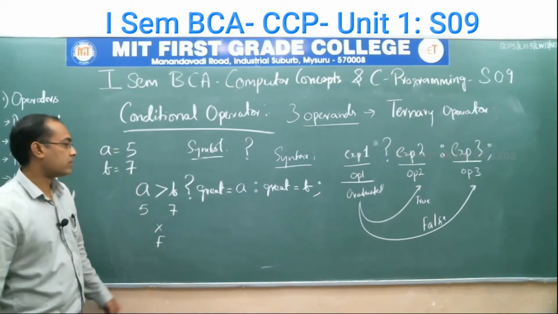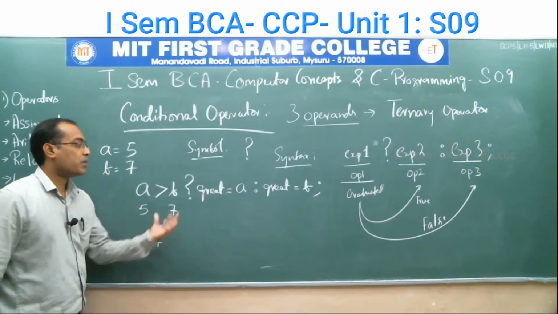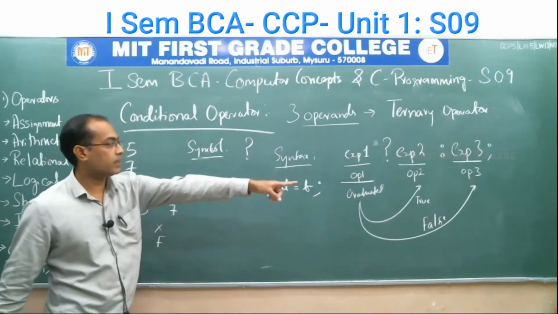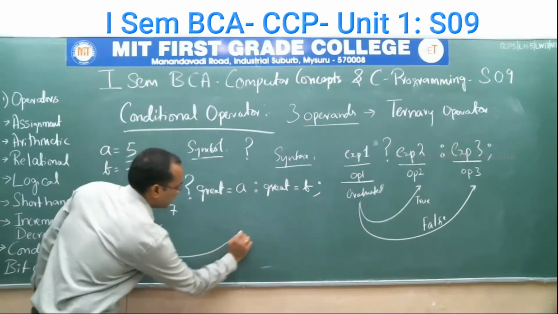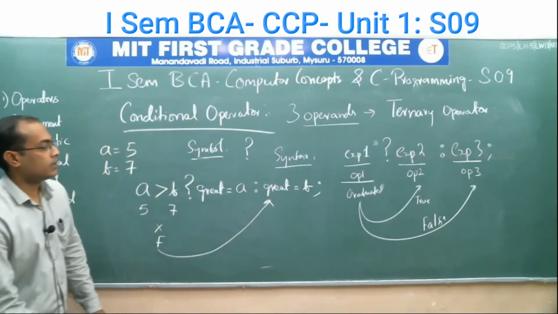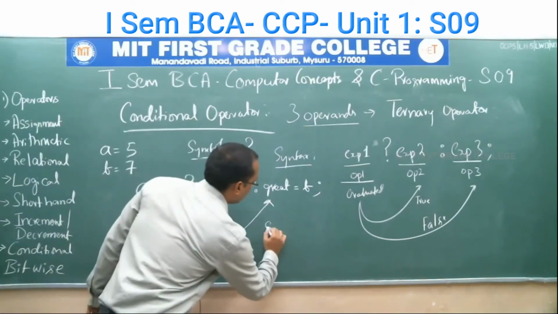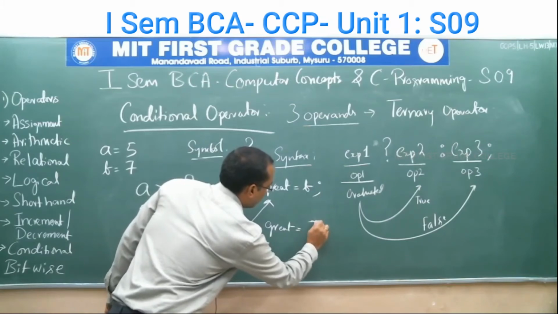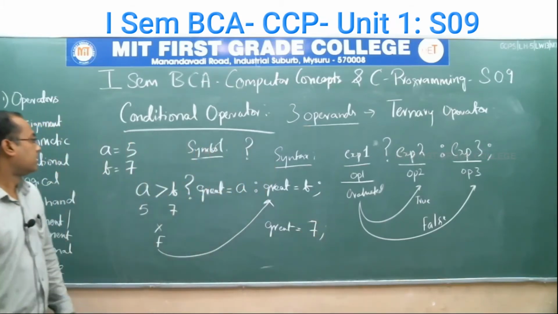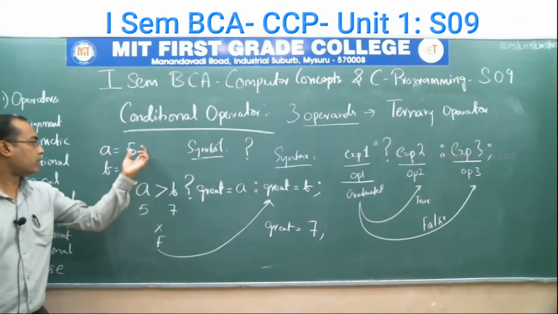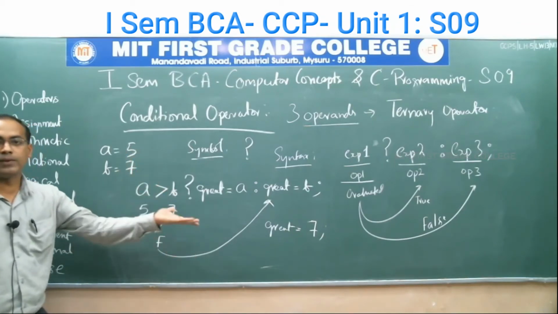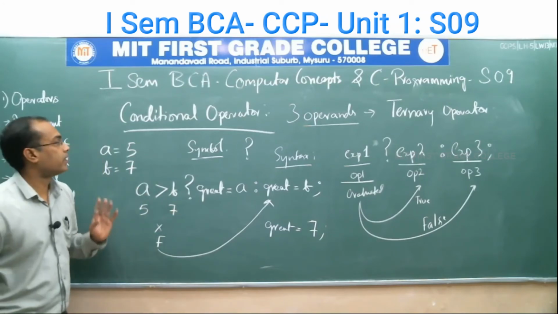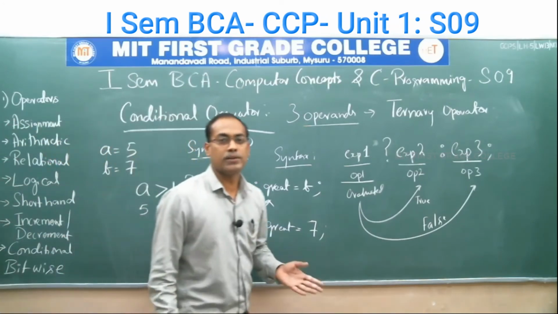Boolean value false. So if the Boolean value is false, which one will be executed, expression 2 or expression 3? As per the explanation, expression 3 will be executed. So the value of greatest will be 7. Correct? The largest among these two is 7. We got the result. This is the working of the conditional operator. I hope you have understood the concepts.